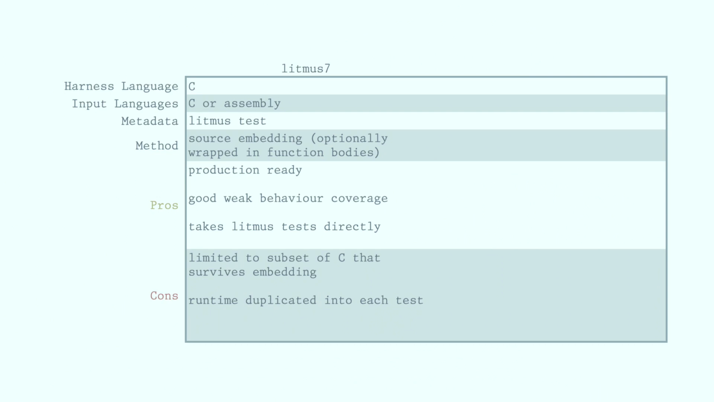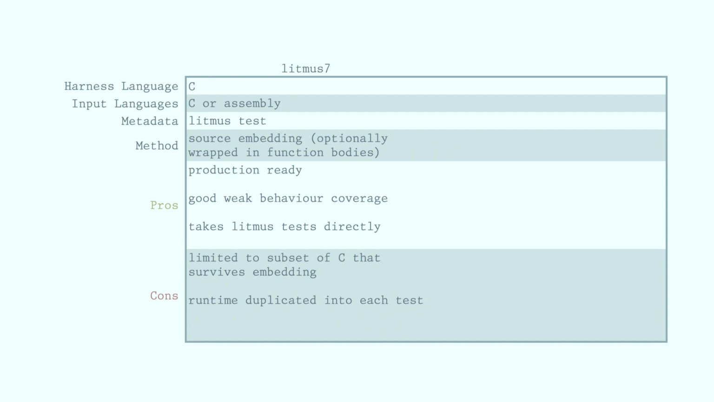So in short, this is how Litmus and the Litmus test approach stack up. The harness language is C. It's fairly low-level C. It's quite difficult to read if you're not the people who wrote the program that generates it. The input languages are either C or assembly. It's very difficult to pass anything else in. The metadata comes directly from the Litmus test. It gets mangled into the C that goes into the harness.